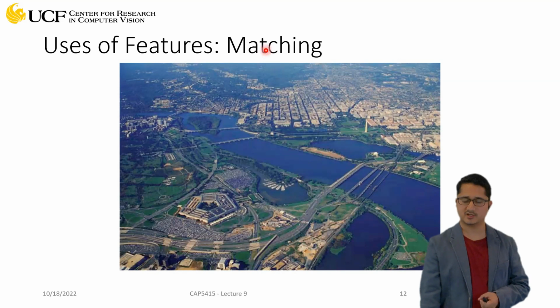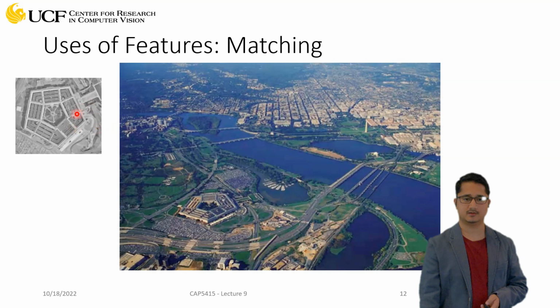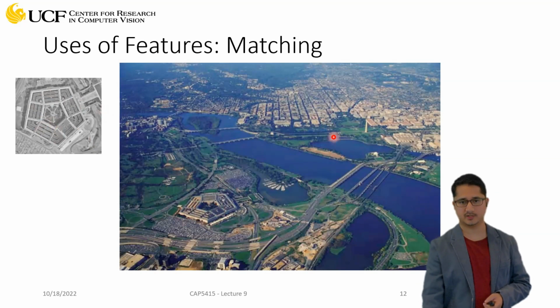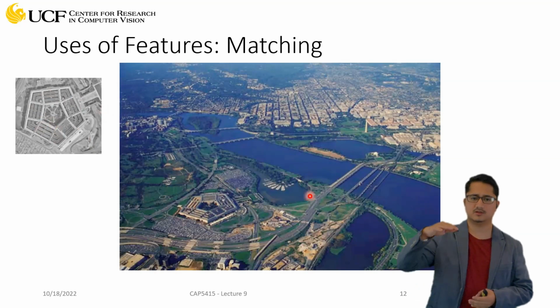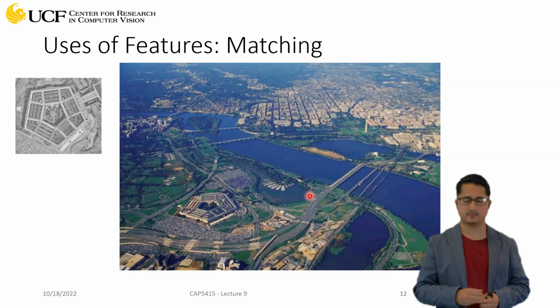Matching is one interesting application where the goal is, let's say I give you just a small patch of this image, and this patch could be coming from the same image, or it could be a different view altogether. For example, in this case, I have this top view of this building, and you can see the bigger image on the right. It's not directly from the top, it's kind of an oblique view.